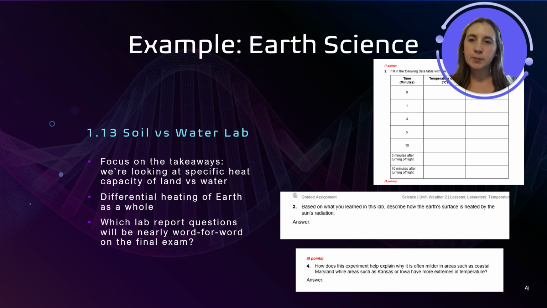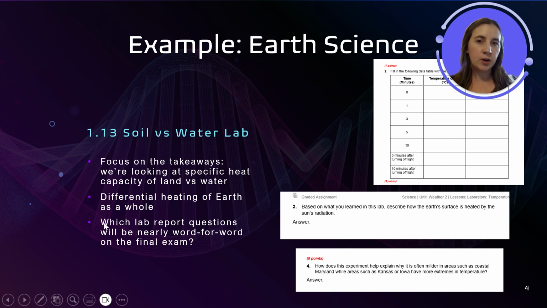So in earth science, I pulled the 1.13 lab, which was our soil versus water lab. For this lab, we heated soil and we heated water, and we looked at which absorbed energy and released it slower versus quicker. So the takeaways from this lab were on specific heat capacity of each substance and the differential heating process on Earth.